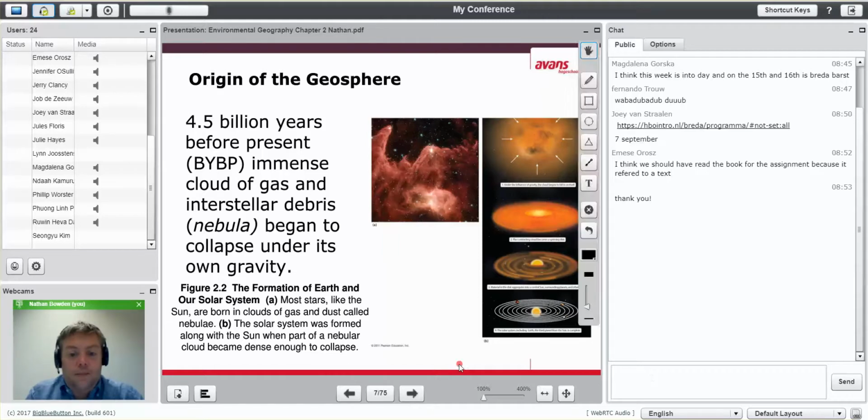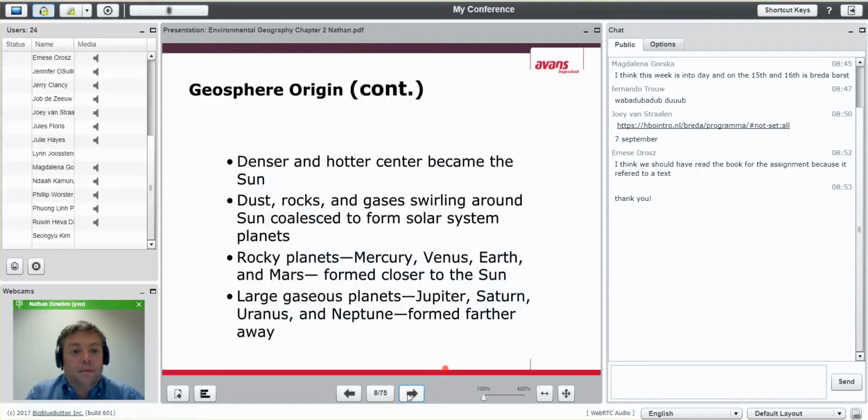A little bit more. The denser and hotter center became the sun. The dust, rocks, and gases swirling around the sun coalesced to form the solar system. So there are rocky planets: Mercury, Venus, Earth, and Mars. They're the first four planets. And then you have the large gaseous planets, Jupiter, Saturn, Uranus, and Neptune.